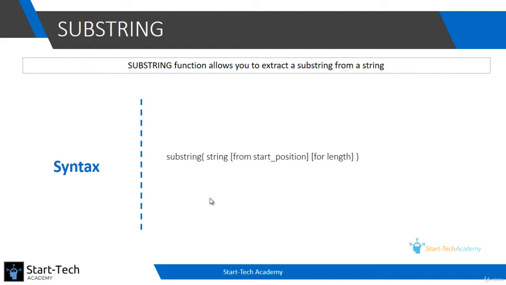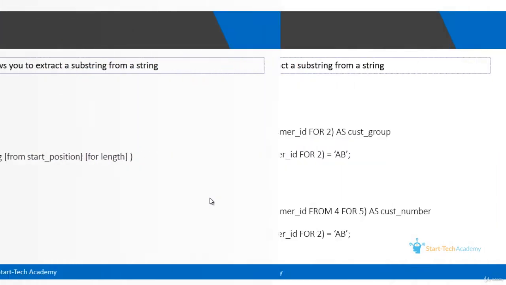The syntax for substring is: you write substring, and within the parenthesis you write the string first, then you mention from the starting position. So you will give the starting position after writing the keyword from. After that you can mention the length of characters that you want after the starting position. So for this much length. Let us look at an example to understand the substring function.